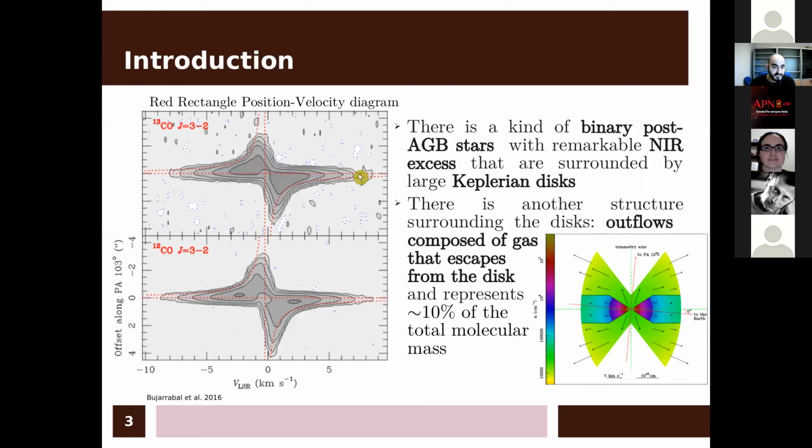This is the position velocity diagram of our best studied object of our sample, the Red Rectangle, and it reveals the beautiful butterfly shape that confirms Keplerian rotation in the mentioned disk. So we have binary post-AGB stars with remarkable near-infrared excesses that are surrounded by large Keplerian disks. But there is another structure that surrounds the disk: the outflows, composed of gas that escapes from these wings and represents 10% of the total molecular mass.